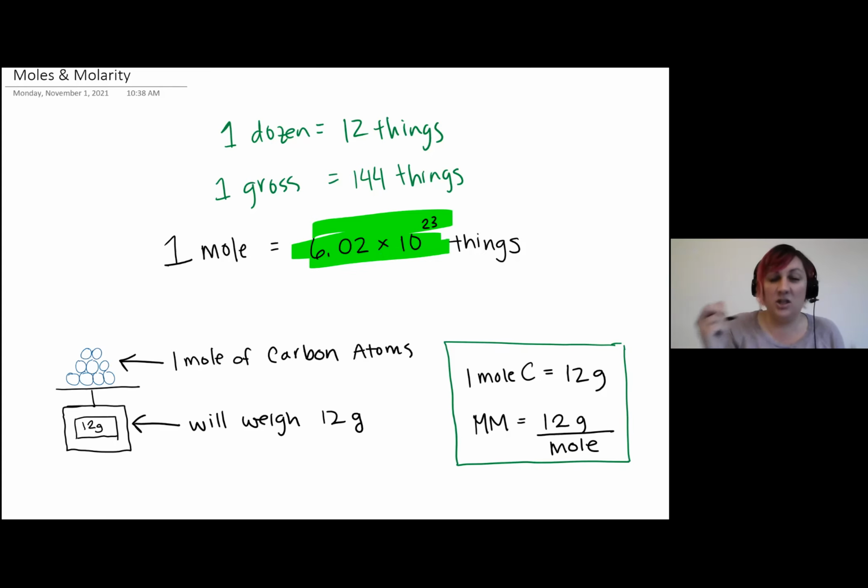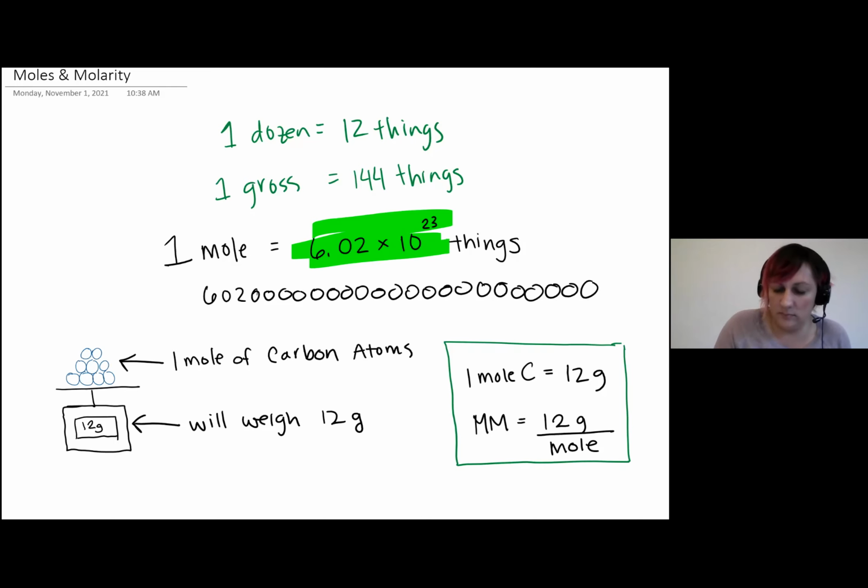That is just huge, right? It's a lot of zeros, and that's me rounding just to 3 sig figs. It's a lot of zeros. So when we use it in calculations, we're going to use it to say we have a certain number of things, but we're not going to individually count out atoms or molecules. Like that's insane. So instead, we're going to actually count out things by mass.